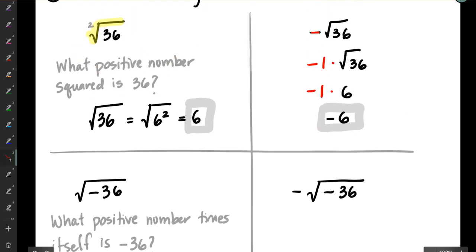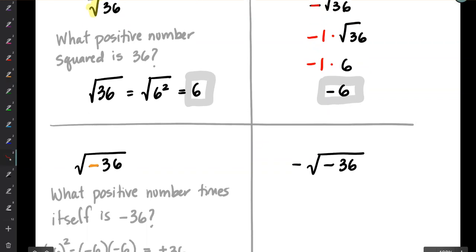So notice the subtlety here. The minus sign on the outside is a minus 1 times a thing. The minus on the inside, that's now part of this argument. What number times itself is the thing that they're showing you down here? What number times itself is minus 36? No real number times itself is minus 36.